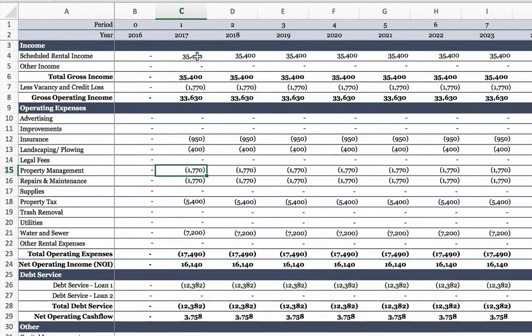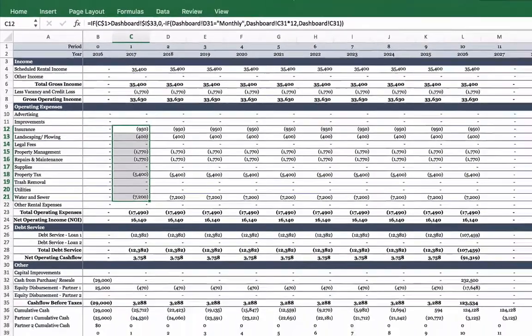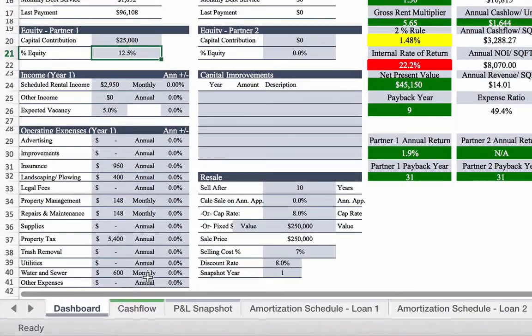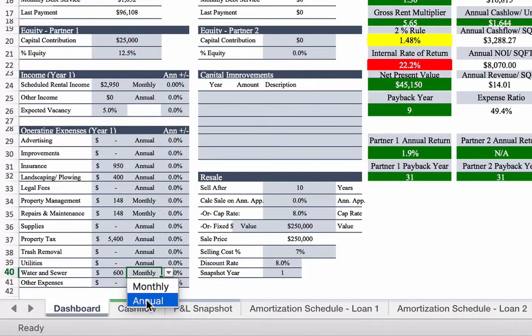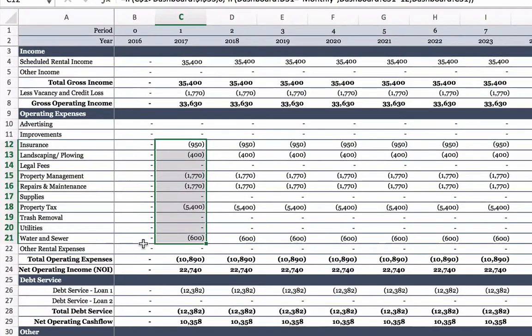And here we draw all of our revenues, our vacancy, and then all of our other expenses. And one thing is for sure, the water and sewer is way too high. I have to just go back. This is $600 annually, not monthly. All right, that makes a lot more sense. Let's go back to our numbers here. So you can see that we're working down the income, the operating expenses. Here's the NOI, $22,740. That's the NOI for year one.